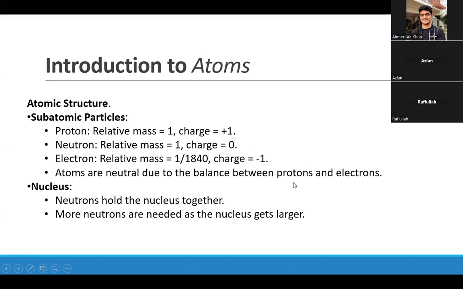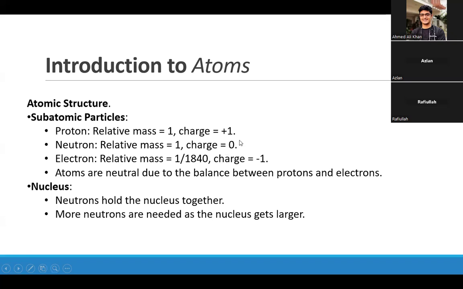Electrons are negatively charged as opposed to protons, which are positively charged. So electrons are basically orbiting the nucleus. The nucleus is positively charged, right? Neutrons have no charge. So protons are positively charged, and that makes the nucleus positively charged overall. That's why electrons are orbiting the nucleus. But the overall atom is neutral because there is a balance between protons and electrons. The number of protons and electrons in a neutral atom are equal, so the charges just cancel out.